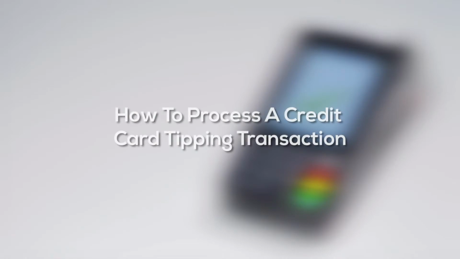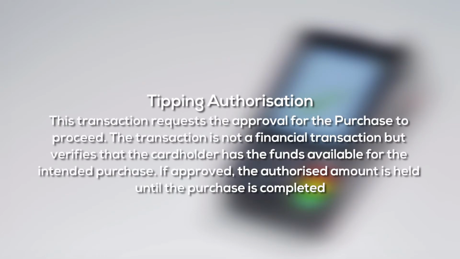How to process a credit card tipping transaction. Tipping authorisation. This transaction requests the approval for the purchase to proceed. The transaction is not a financial transaction but verifies that the cardholder has the funds available for the intended purchase. If approved, the authorised amount is held until the purchase is completed.